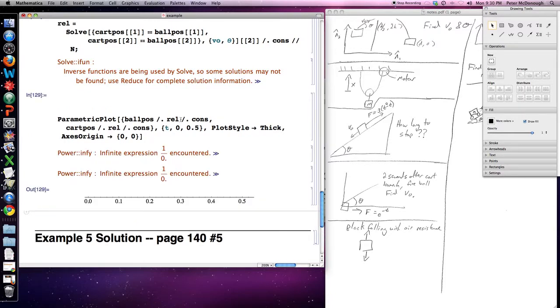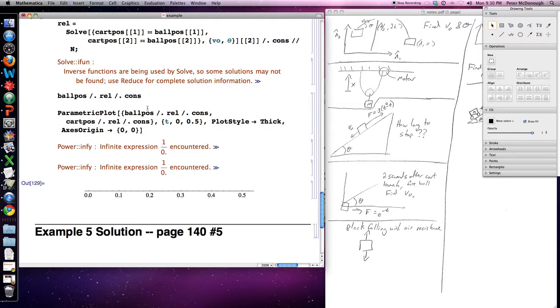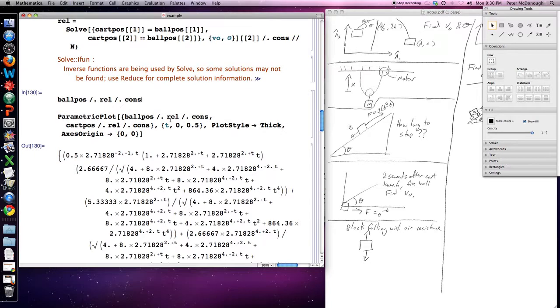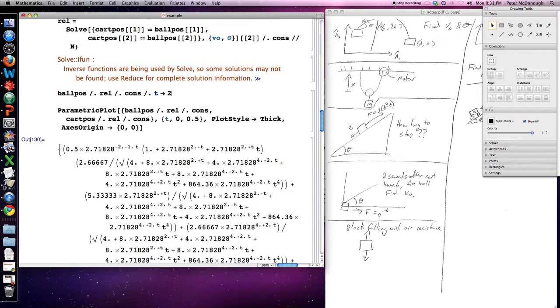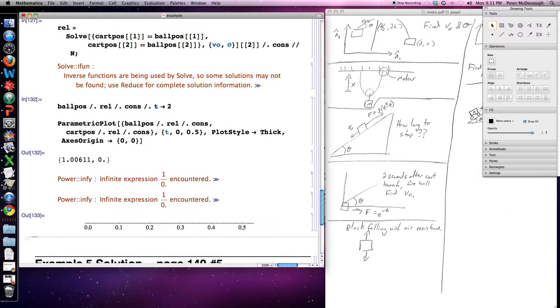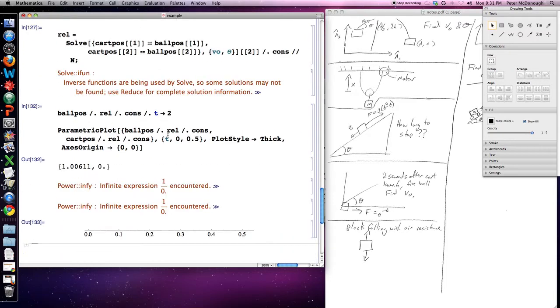Infinite expression 1 over 0 encountered. Oh, don't tell me that. That's no fun. /. t goes to, say, 2. Get a result there. All right, let's plot this thing one position at a time.